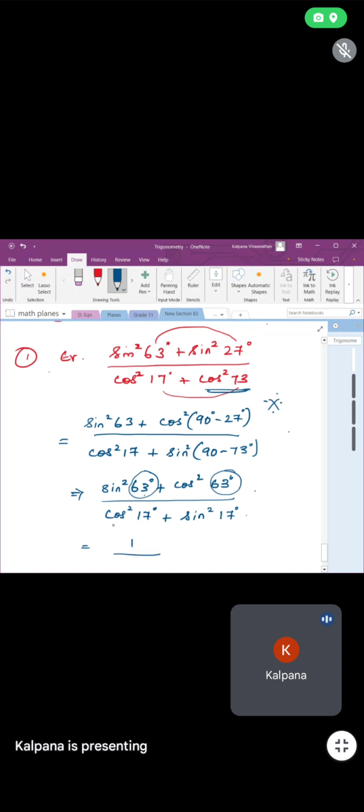In the same way, look at the denominator: cos square theta plus sine square theta, both with 17. It is 1. The answer is 1. The value for this is 1. Did you all understand? So for complementary angles, how do we find them?